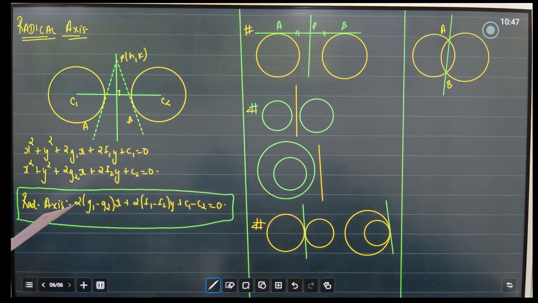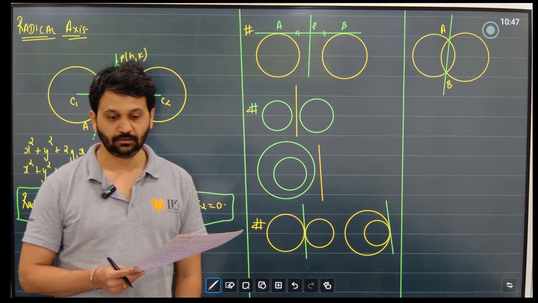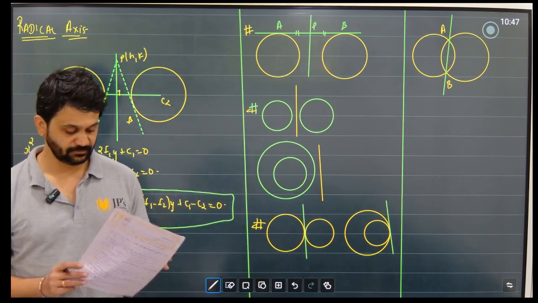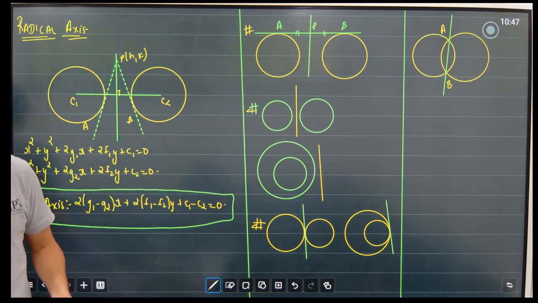If two circles are concentric, the radical axis does not exist.